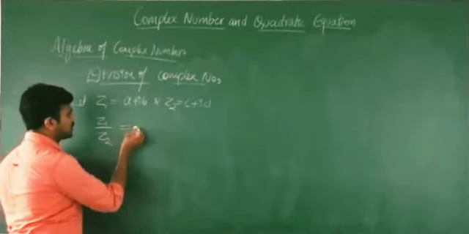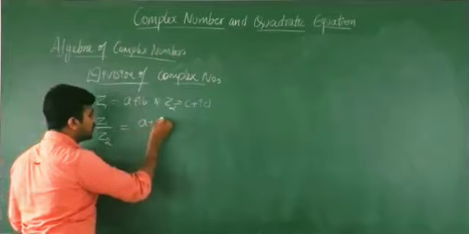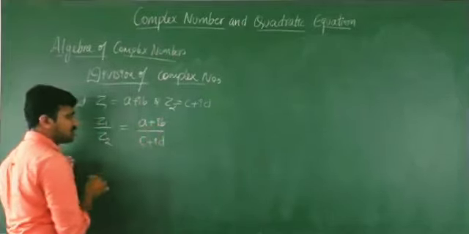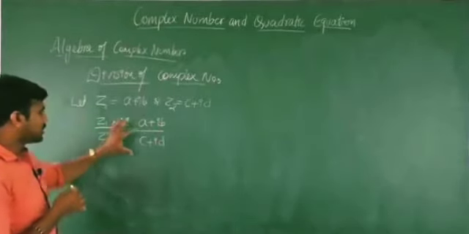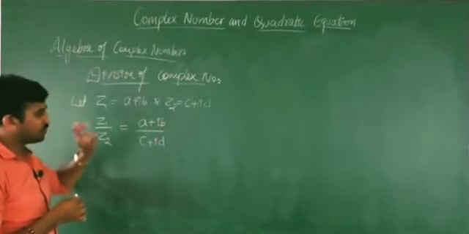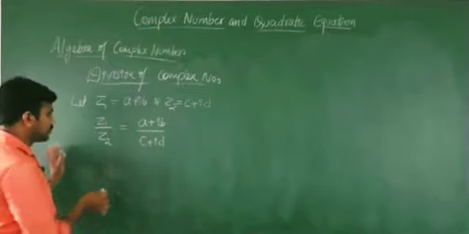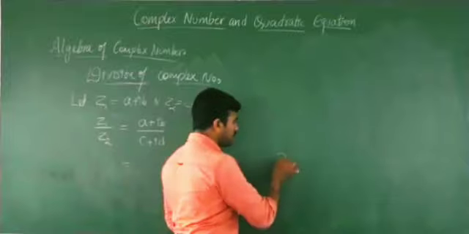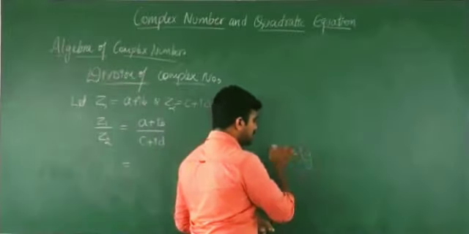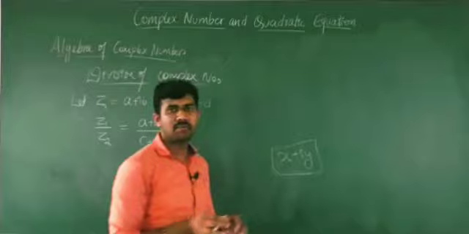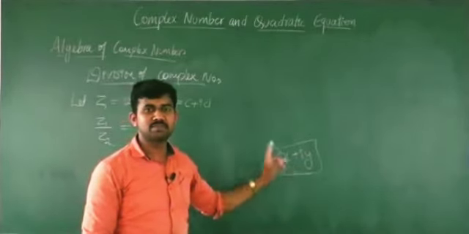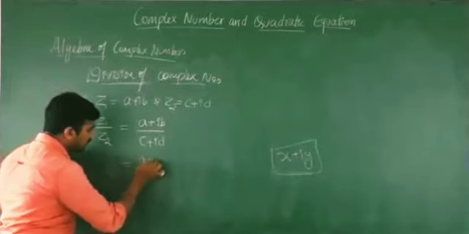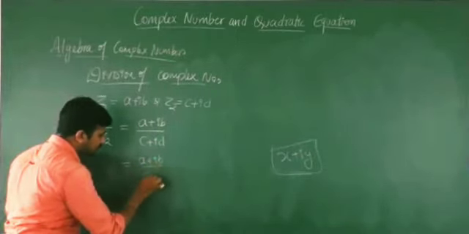This is nothing but a plus ib divided by c plus id. Okay, this is the complex number we have. Now we need to simplify this, and at the end we should write it in the form x plus iy. Always write the complex number in standard form: a plus ib or x plus iy. Now this complex number we have is a plus ib divided by c plus id.